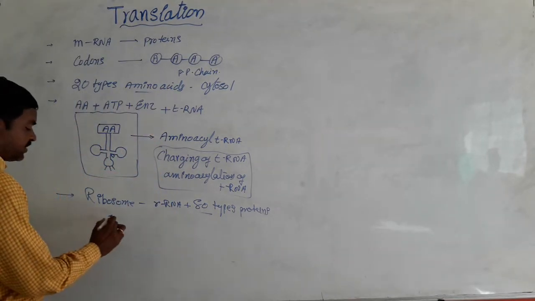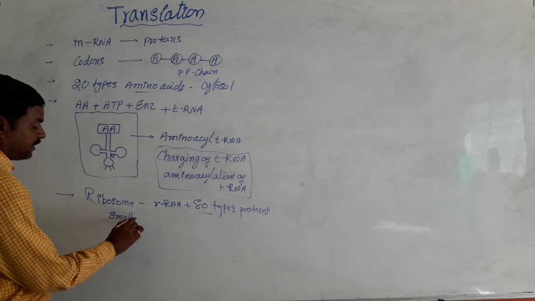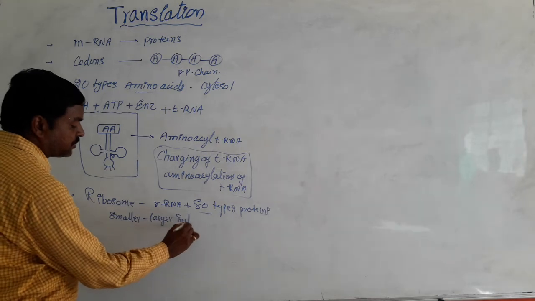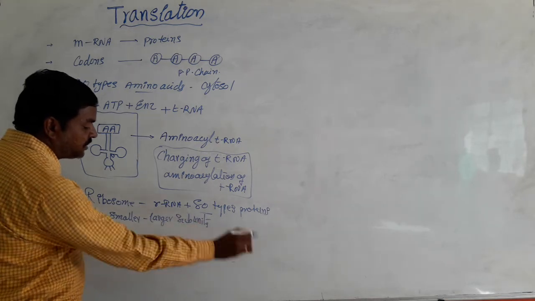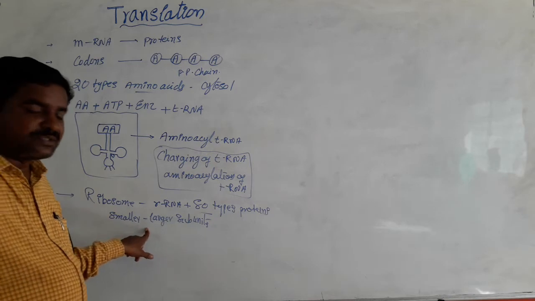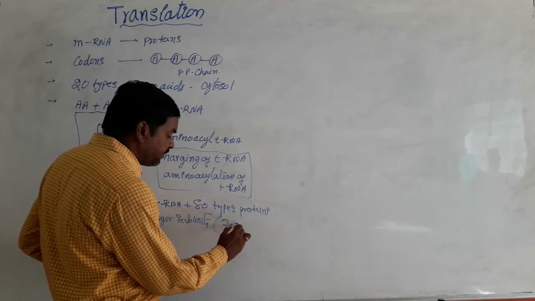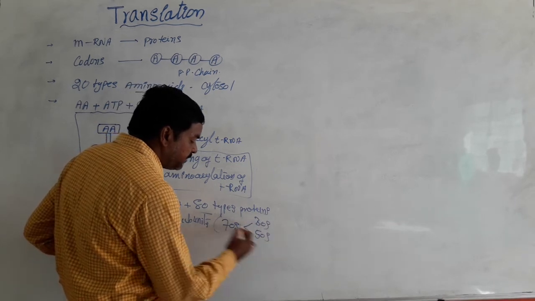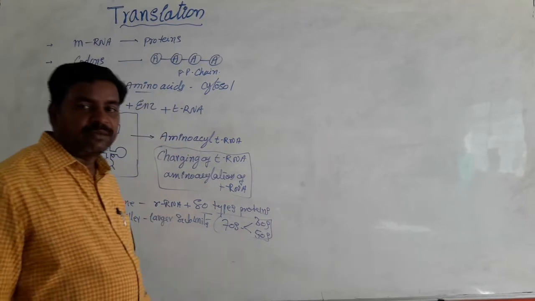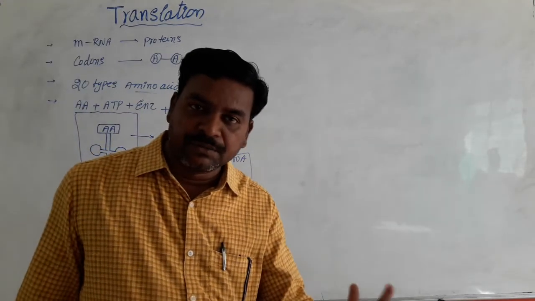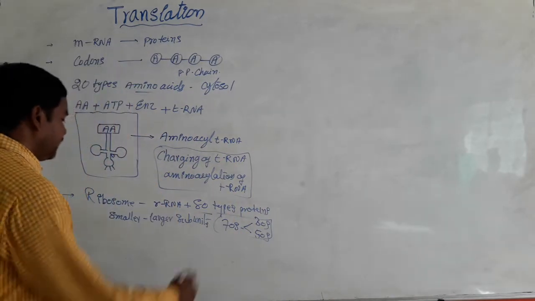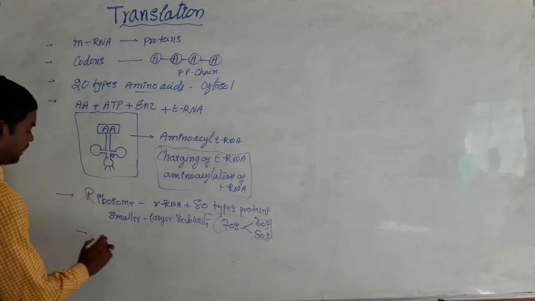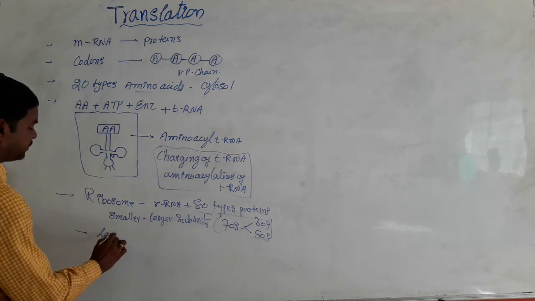Similarly, this ribosome is also composed of smaller subunits and larger subunits. There are two units, large and small. For example, in case of 70S ribosome, smaller subunit is 30S and larger subunit is 50S. Like that, every ribosome is composed of two subunits, smaller subunit and larger subunit.